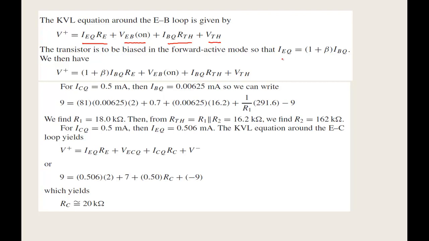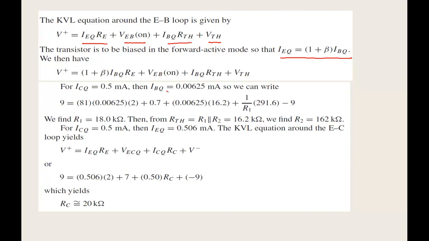So IEQ I can easily find out. IEQ is equal to 1 plus beta into IBQ. Now put all those things together here. V plus is equal to 1 plus beta IBQ RE plus VEB on plus IBQ RTH plus VTH. From this, since ICQ is equal to 0.5 milliampere, I can directly find out IB because beta is known. Otherwise, I can solve this one and easily find out IBQ also.